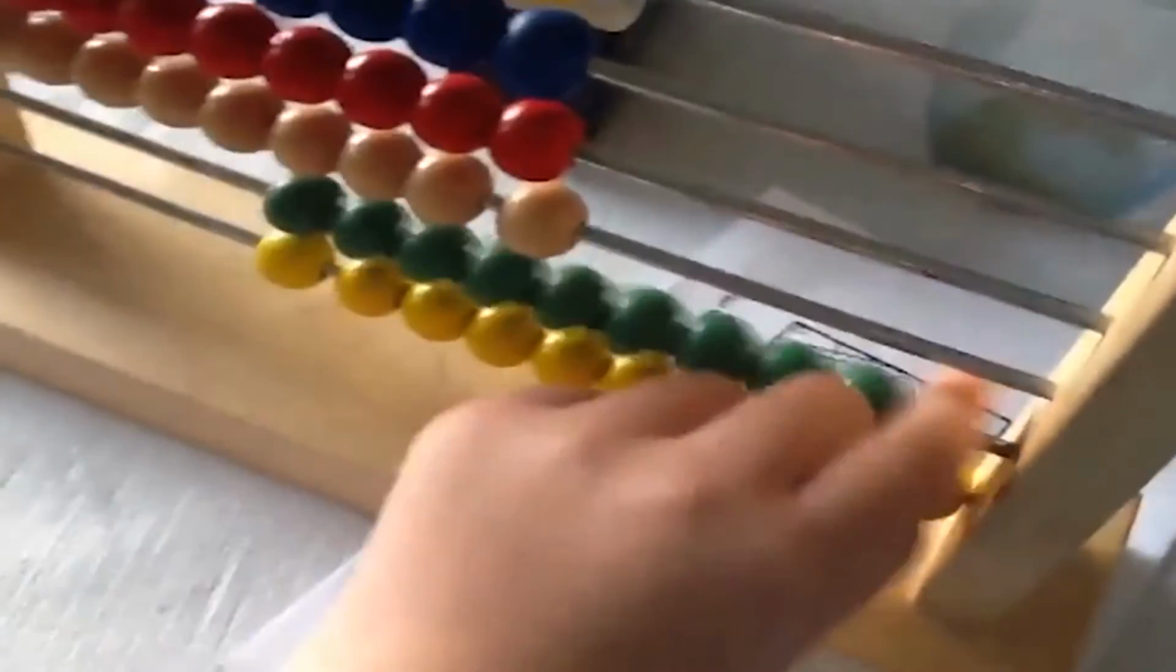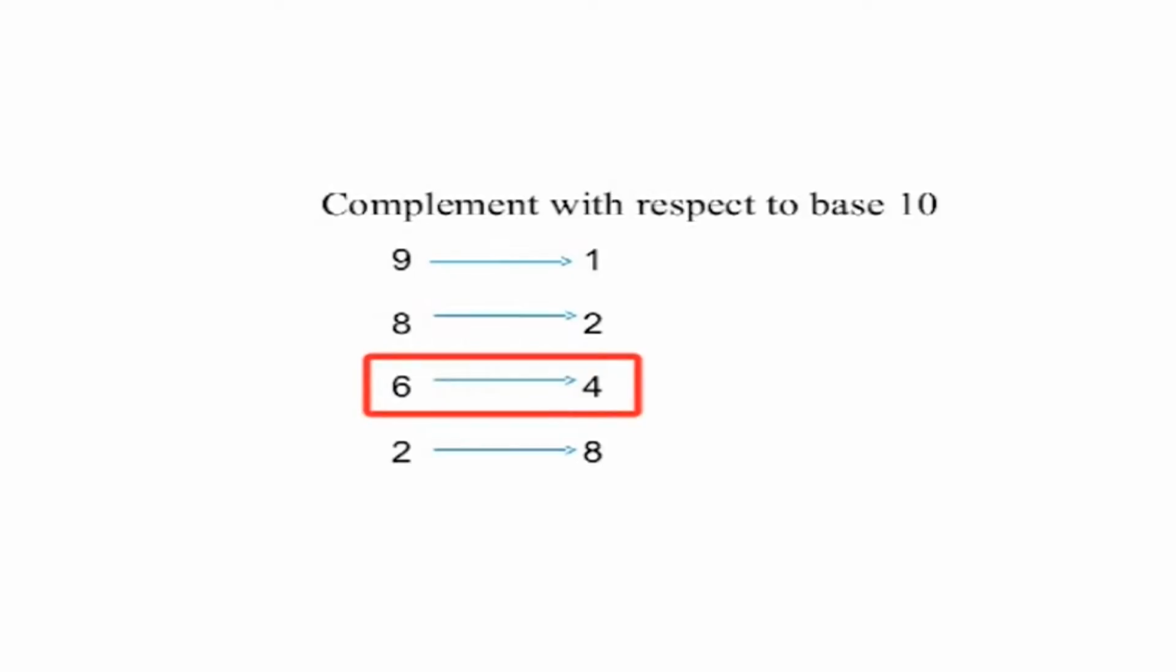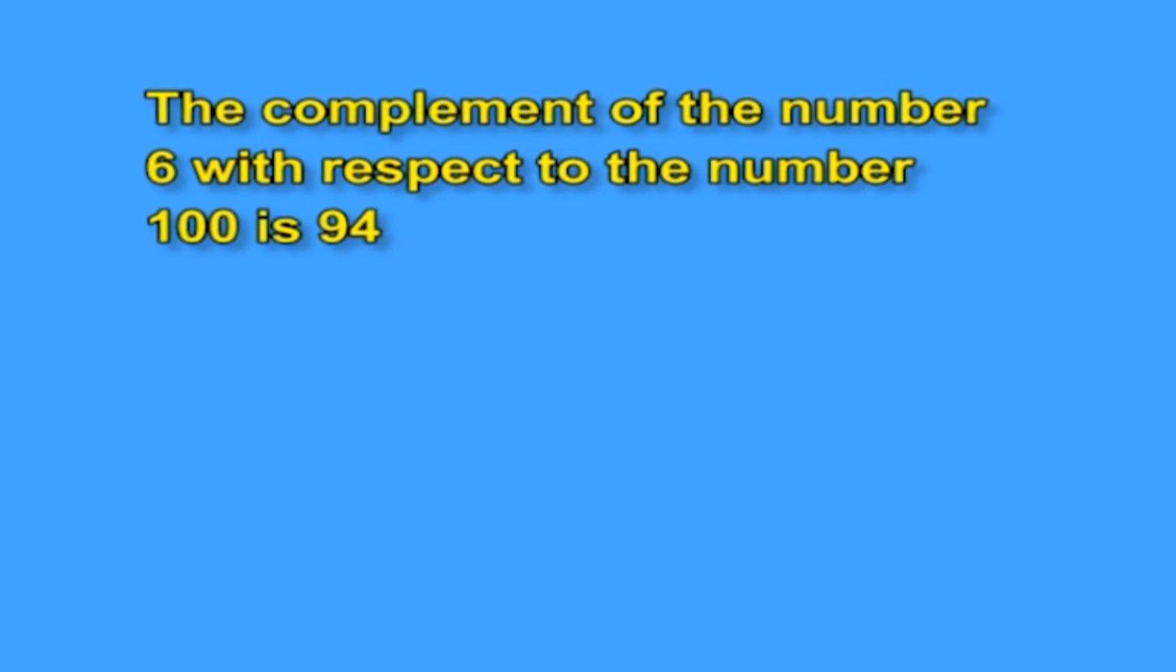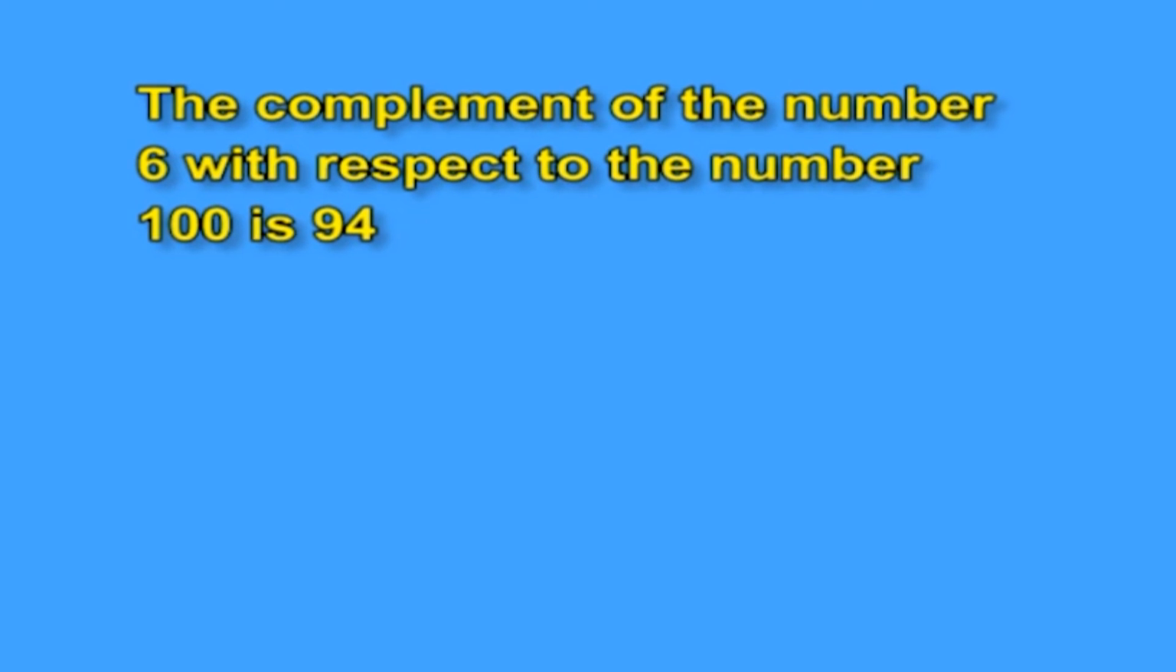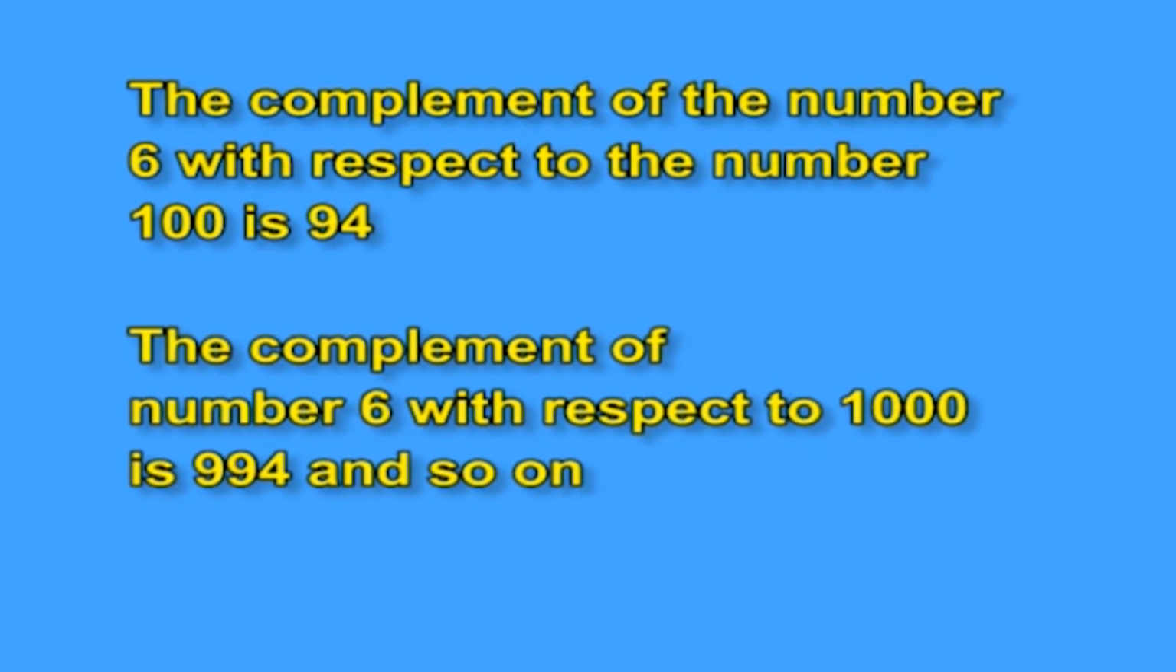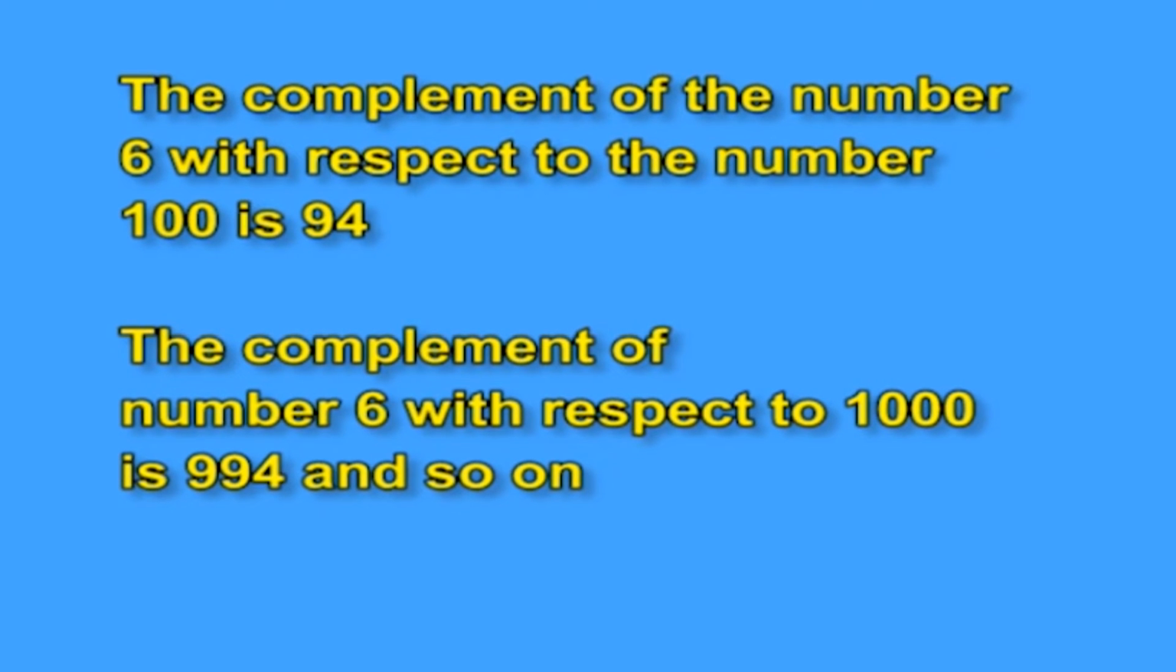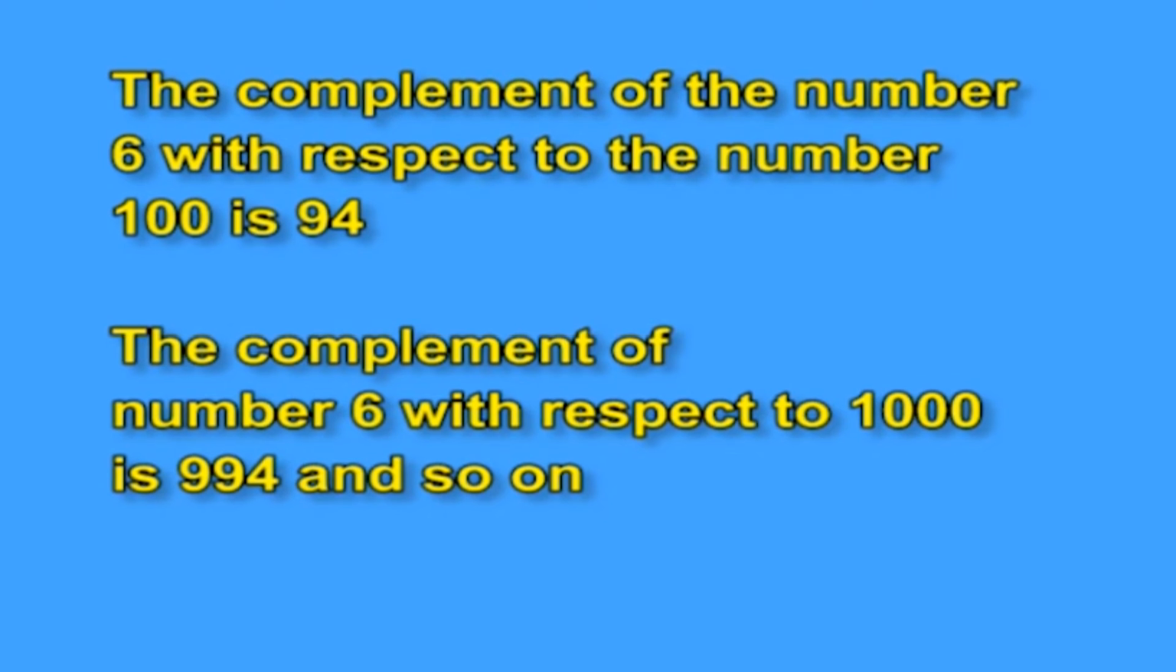Example for complement of a number with respect to the given number. For example, take the number 6. The complement of this number with respect to the number 10 is 4. Hence, complement is the value which completes, that is, the remaining value with respect to the number which completes. The complement of the number 6 with respect to the number 100 is 94. The complement of the number 6 with respect to 1000 is 994, and so on.